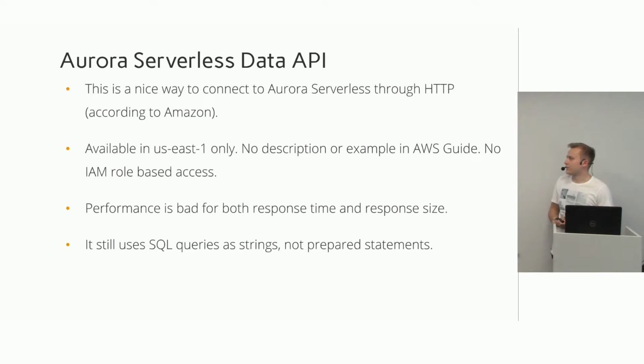And if you compare access to Aurora Serverless through VPC and through this Data API, you will see that access through VPC blows away access through HTTP in terms of response time and response size. So it's not really convenient to use the Data API now. And it still uses SQL queries as strings, so there are no prepared statements, which is an actual security problem. So I hope that sometime Amazon will fix it and prepare a better way to access our serverless.